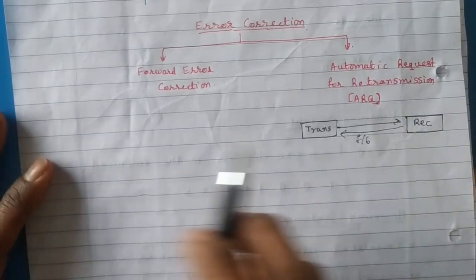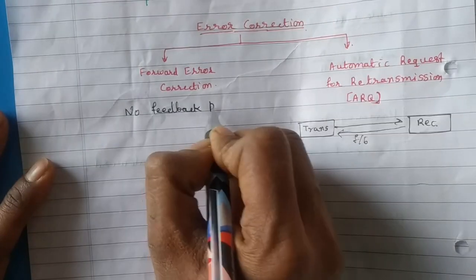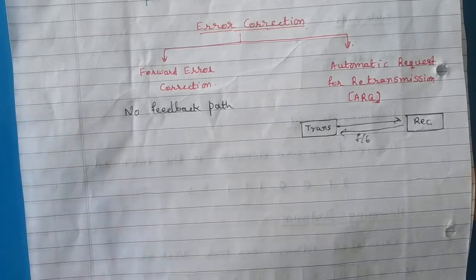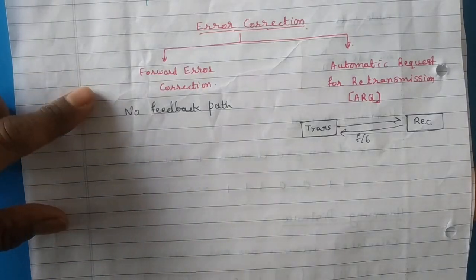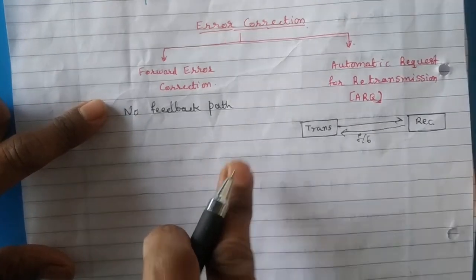But in the forward error correction technique, there is no feedback. So retransmission of the data is not possible. Retransmission of a particular message block is not possible in forward error correction. So if an error occurs, that has to be corrected at the receiver side.